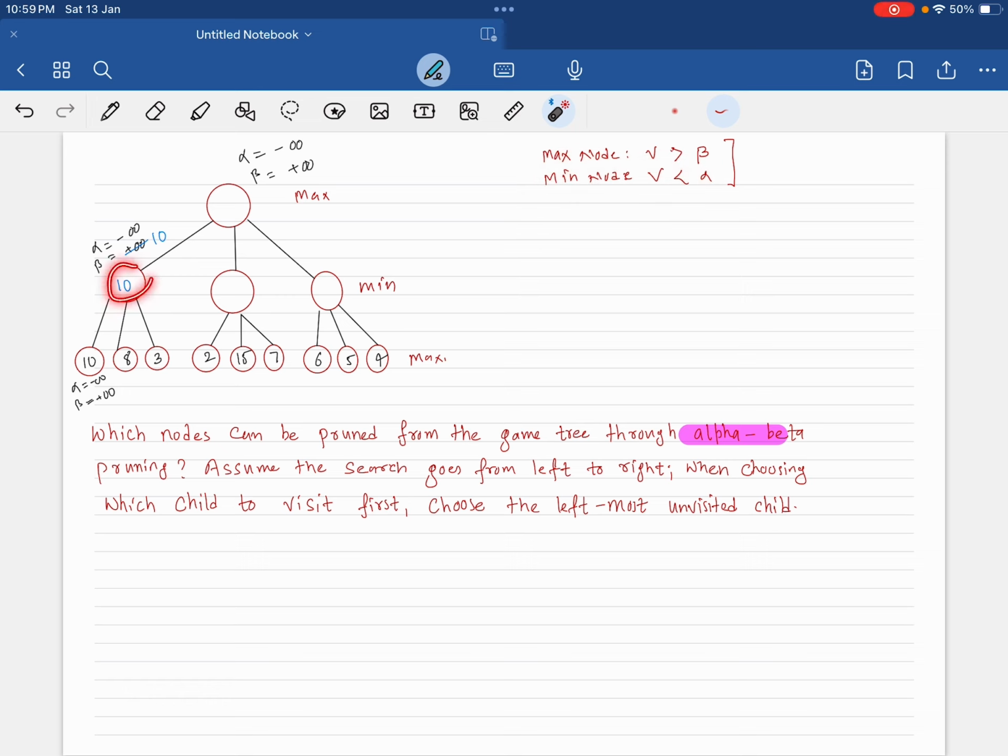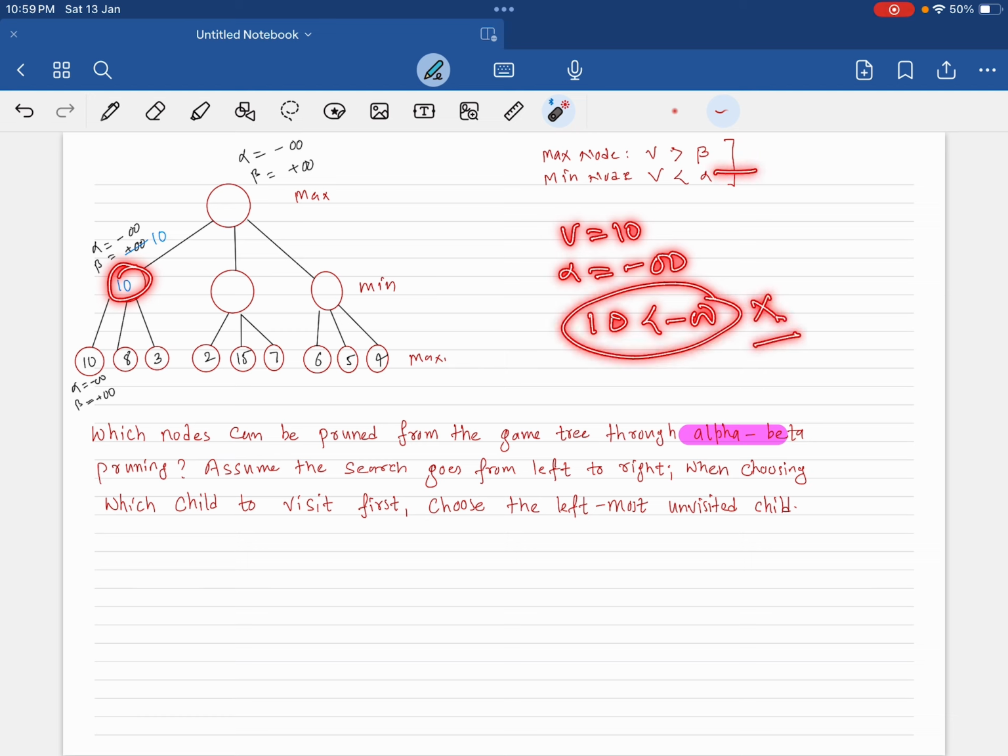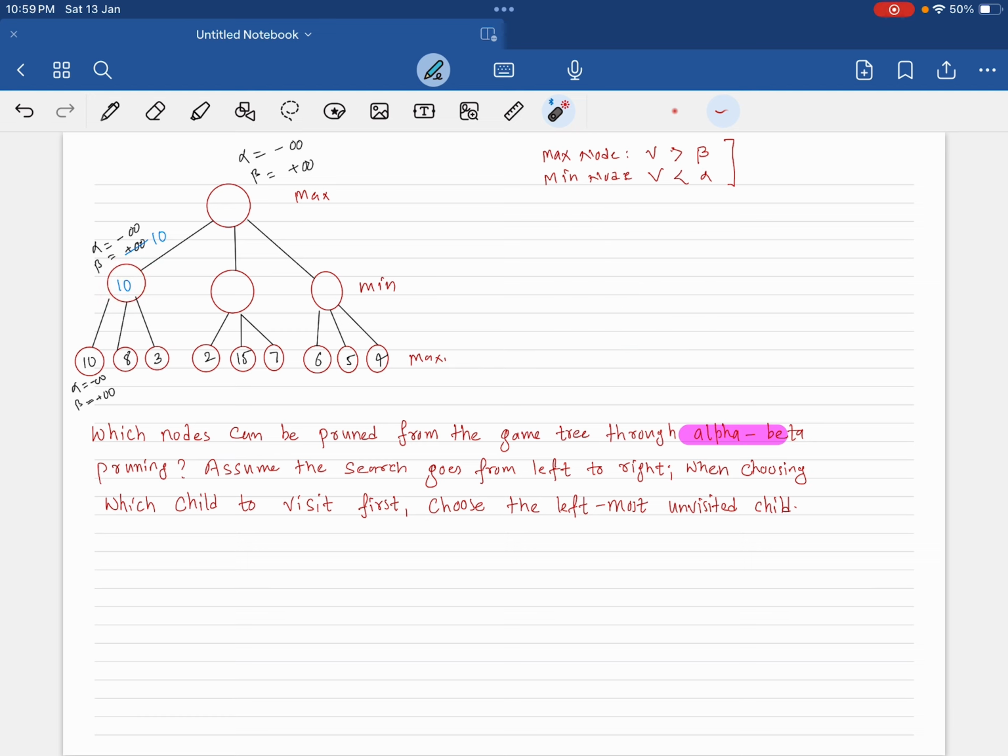So we are at a min node, the value of v is equal to 10, and alpha is minus infinity. Is 10 less than or equal to minus infinity? No. So this condition is not getting satisfied, so we cannot prune, right? So we are going to visit this subtree, with the value of alpha equals minus infinity and beta equals 10.